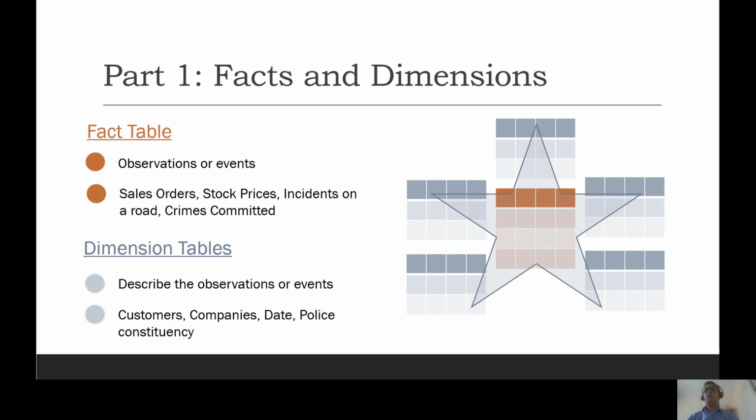And this could be a number of things. You could be monitoring the number of crimes that have been committed, or the number of incidents that have occurred on a single road, stock prices. There's a whole host of different things that you can observe. And then the dimensions are the things that explain those observations or events. So, for example, a police constituency could be explaining the number of crimes committed. All right, so that's generally our view that we look at. So now we're going to pop over to Power BI and start to build out our own star schema from a single table.